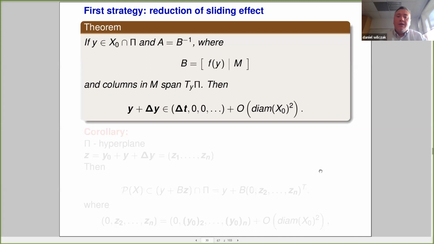First strategy: we want to make delta y and y as small as possible by a proper choice of our matrix A. So we have a little theorem. If we assume that our matrix A is chosen as an inverse of the following coordinate system, f of y is the first column of our matrix B. So this is a vector field at the point y. And the remaining columns span the tangent space to our Poincaré section at point y. Then the error terms are of that form: delta t in the first component, then zeros, plus something which is small in comparison to the diameter of our set x0.